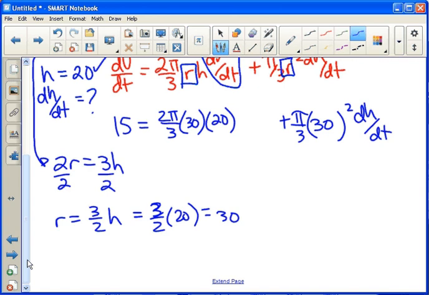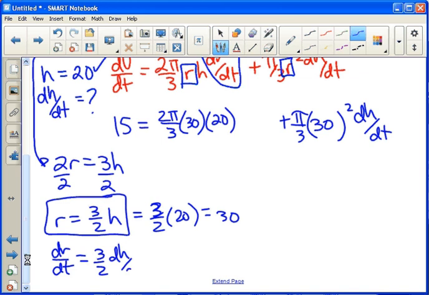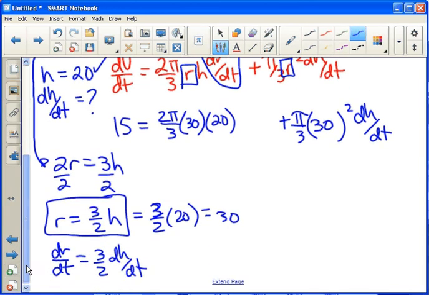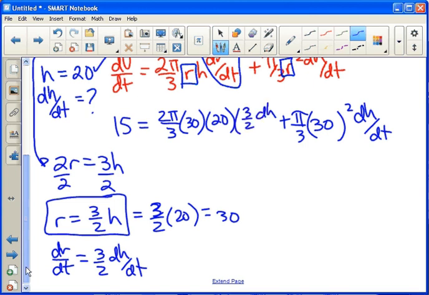Well, if you have an equation with r, to get dr/dt you just take the derivative. We have an equation with r right here. So we take the derivative of it, and we get dr over dt equals 3 halves dh over dt. So we can't figure out a numerical answer for dr/dt, but we can put it in terms of dh/dt. So dr/dt is 3 halves times dh/dt. Now we can go about solving this equation.